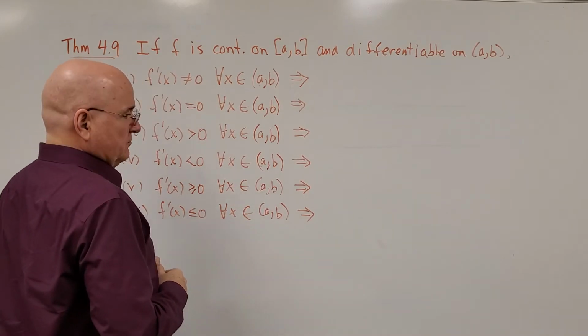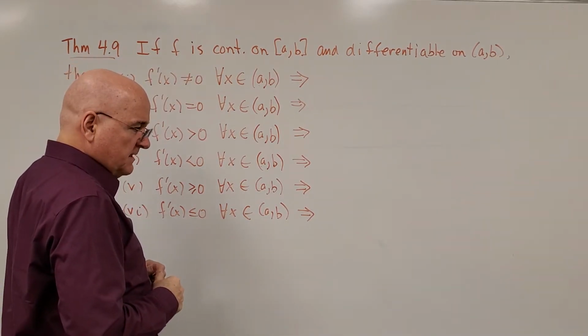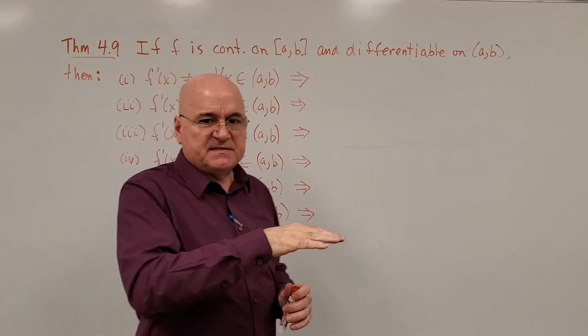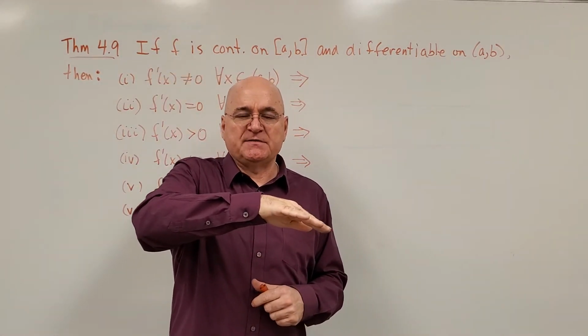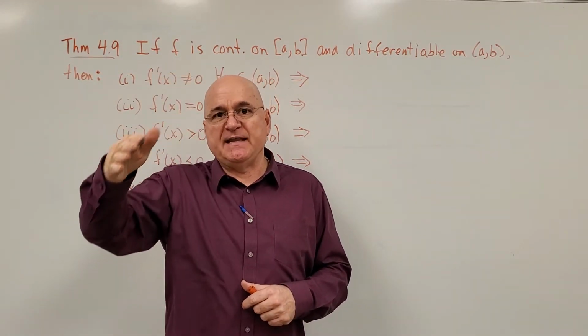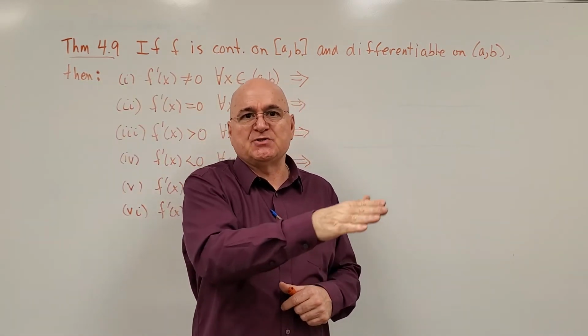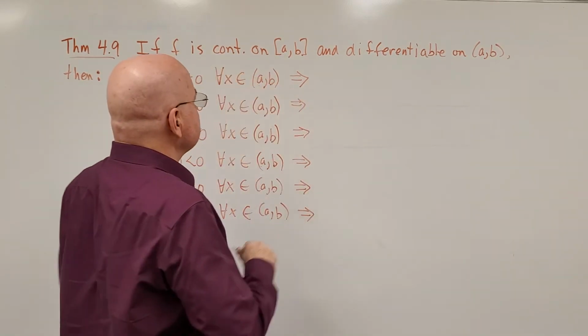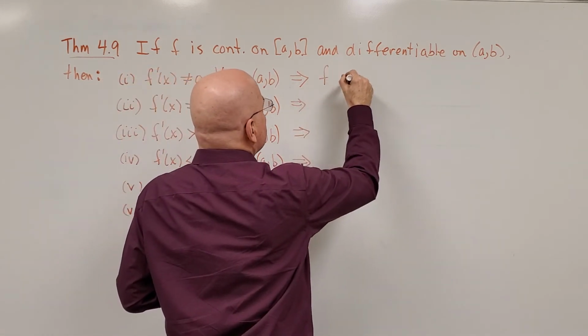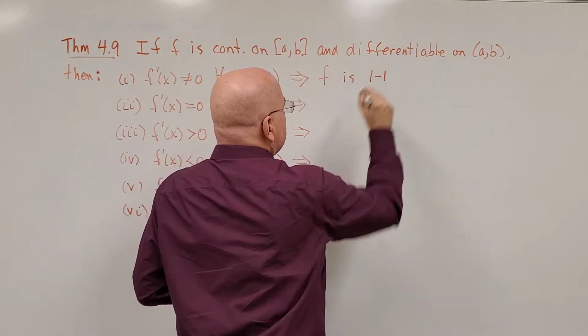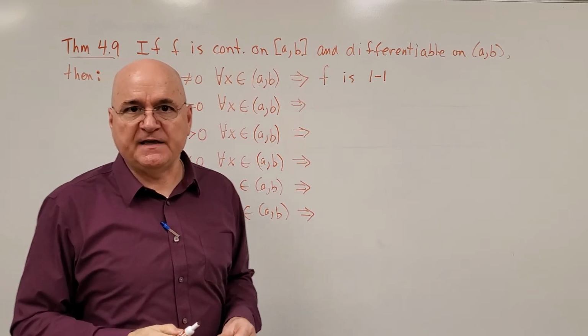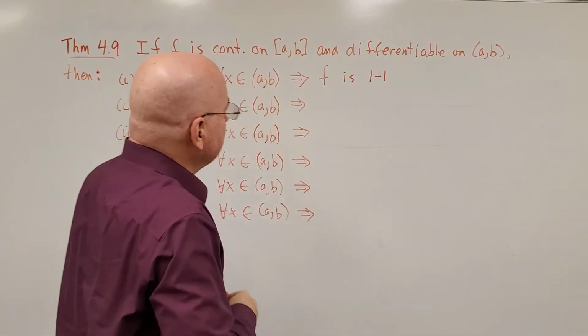What does that mean? Well, if it's never 0, it means it's never going to change. If it's positive, it's never going to change to negative. If it's negative, going downhill, it's never going to change to positive. It turns out that f is a one-to-one function in that case. And we'll talk about that again a little bit more in a minute.